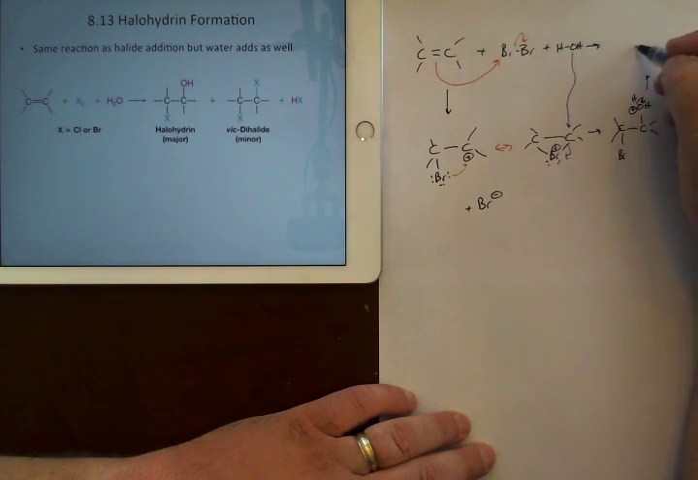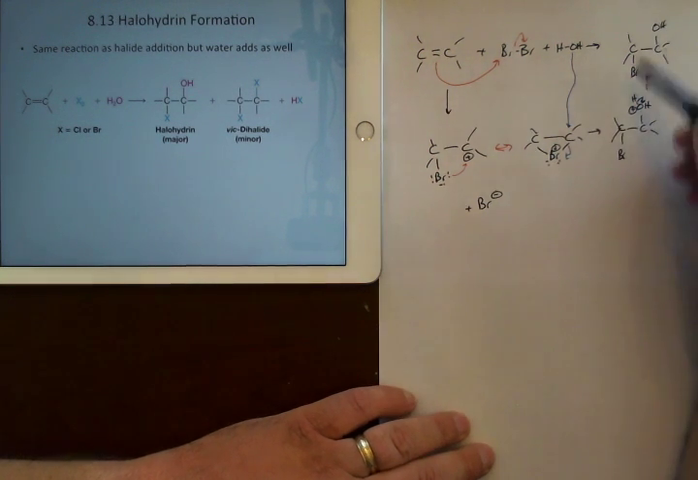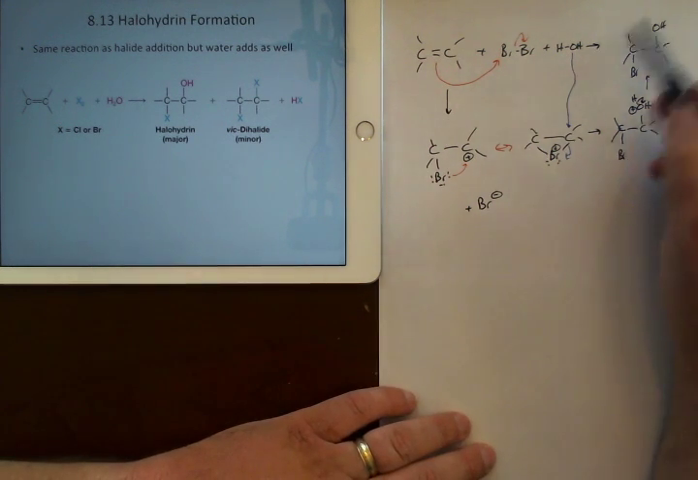Release that back. Net effect is OH, like this. And so you get bromine on one side and the OH on the other. Okay. Now, and this is called a halohydrin.